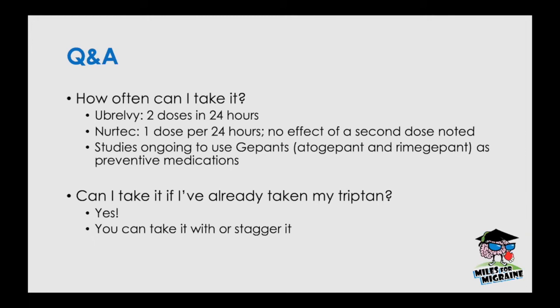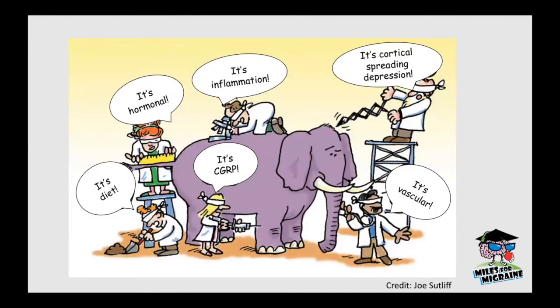So with that said, this is Dr. Doherty's cartoon. She credits Joe Sutcliffe, but I think this is where we are in the world of migraine. You have different viewpoints and different areas where we're targeting, and everybody seems to think their viewpoint is the golden key, but it's probably a little bit of everything. It's a multifactorial disease process, and we need to treat it as such. So I will take questions now.